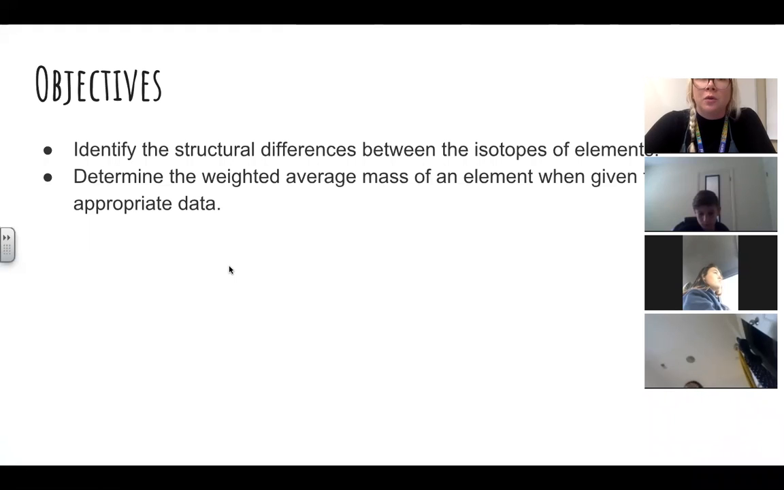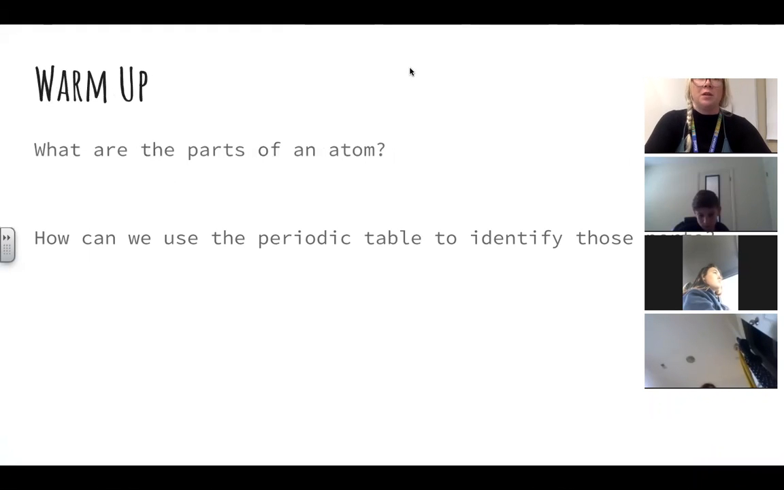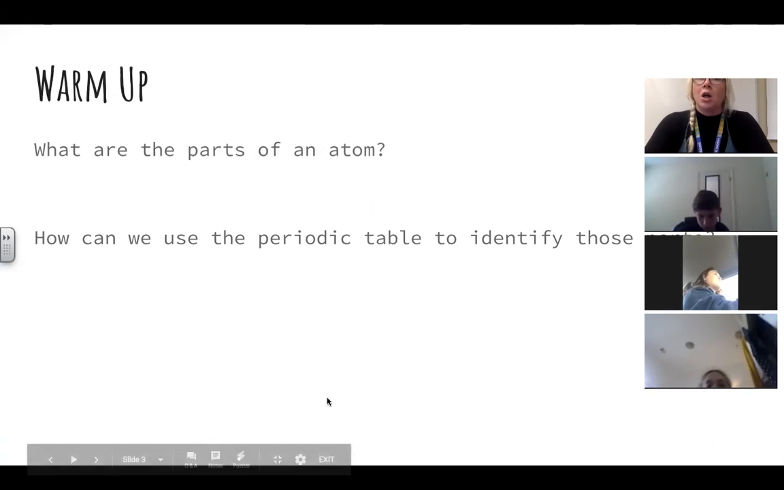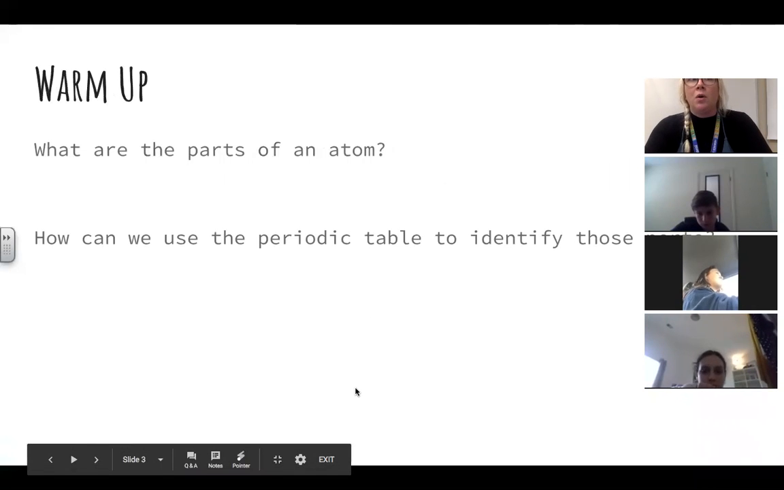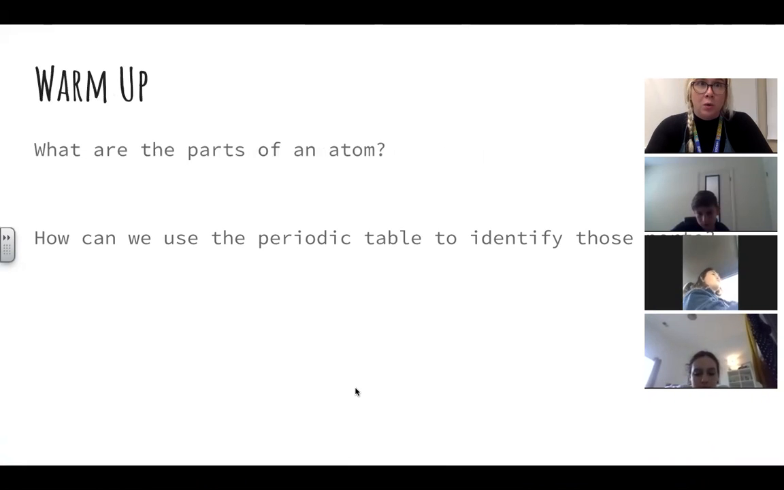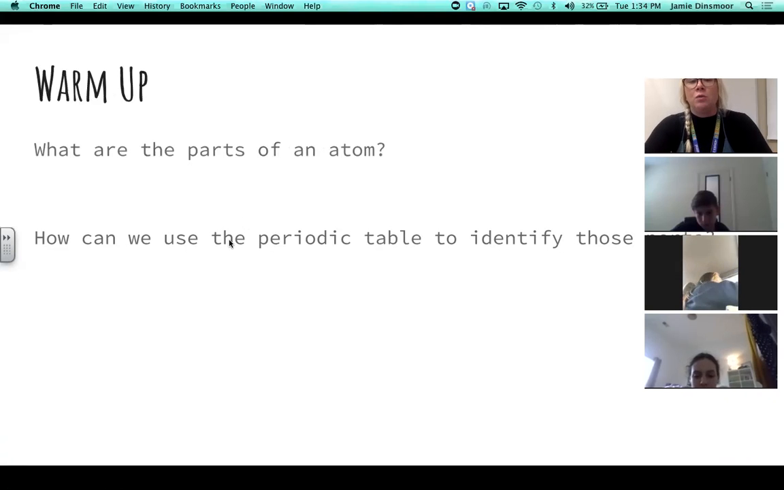So we're going to start off here with a little warm-up question, which is something that we should all know. What are the parts of an atom? We're talking about major parts here, not super deep physics parts. And not only that, but how can we use the periodic table to help us identify those parts? So take a moment right now, look at a periodic table if you need to, think about what parts of the atom you do know, and type in the chat any information you can give me for this warm-up question.